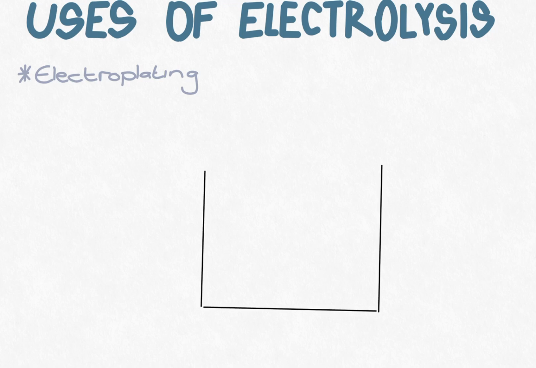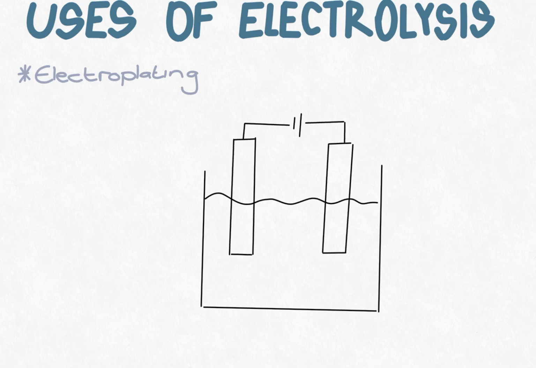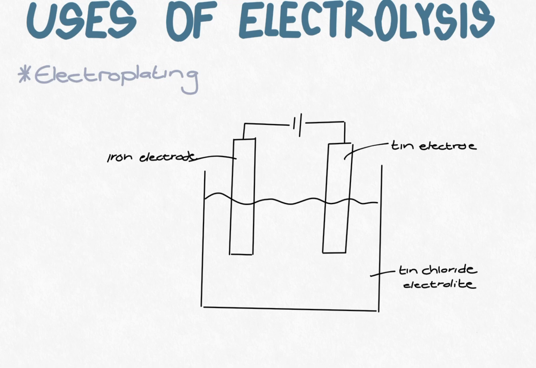Now as an example, we can use tin chloride electrolysis. So here our electrolyte is made up of tin chloride. We then have our anode, which is made up of tin, and we have our cathode that would be made up of iron. Now the tin ions in the electrolyte will move towards our cathode and will be deposited onto the iron electrode, covering it in tin.